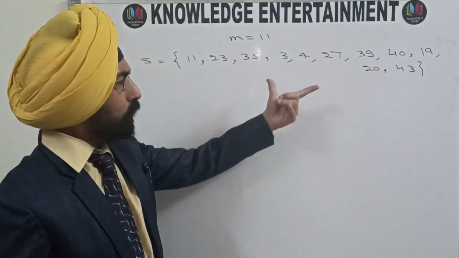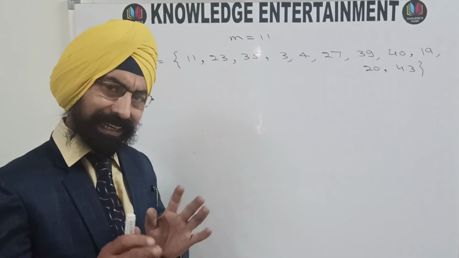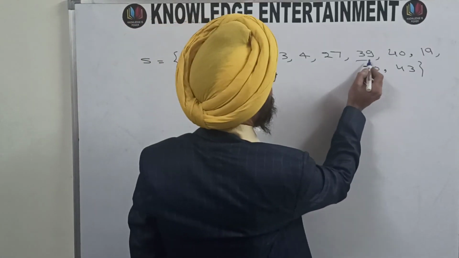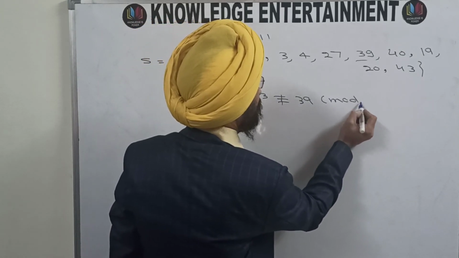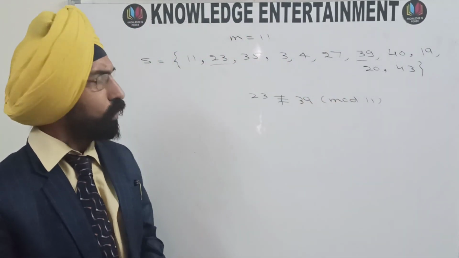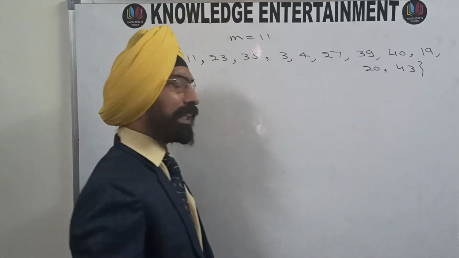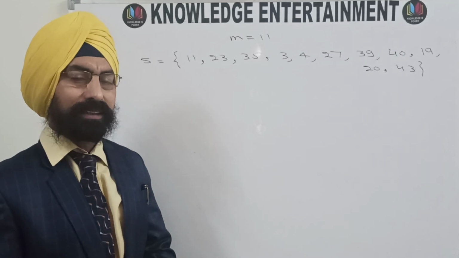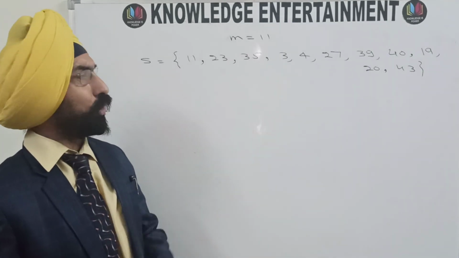Now if no two members of this set are congruent to each other, then it is a complete residue system modulo m. And it is the case. You take any two elements from this set, you take suppose 23 and 39, then 23 is not congruent to 39 modulo 11. This is just to exemplify. You can take any two elements and they will not be congruent to each other modulo 11. Secondly, if you see, if you take any number, any integer in fact, then it is congruent to exactly one number from this set modulo 11.